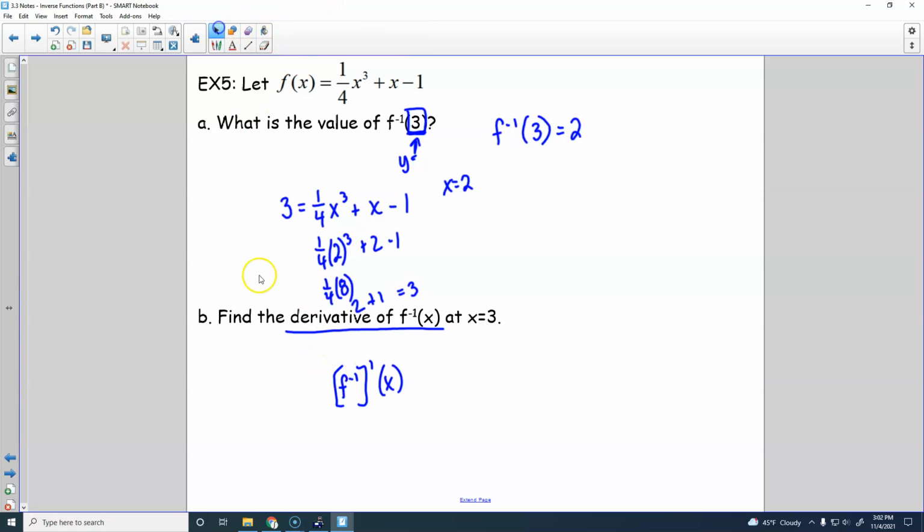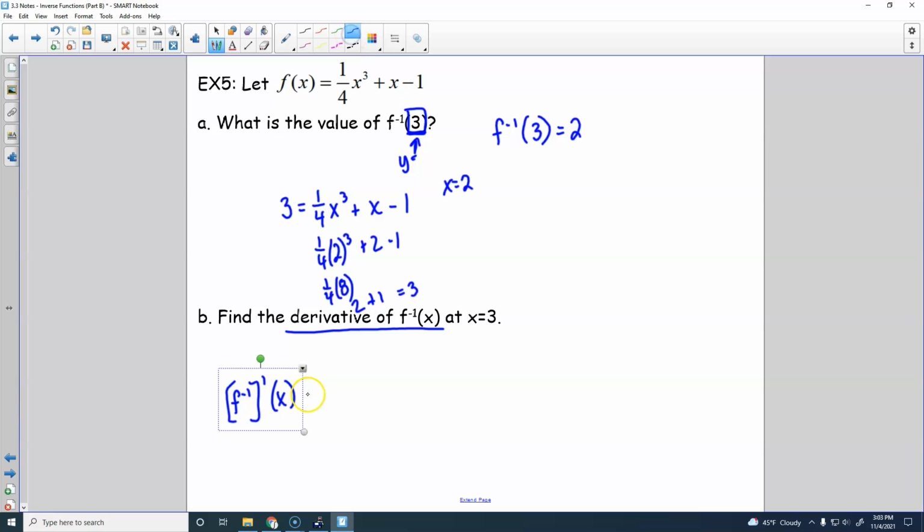The first way is that you could use the formula that we just used. Okay, so you could do 1 over f prime of f inverse of x, which we're plugging in. I'm going to go ahead and plug in here. We're plugging in a 3 in this case. So 1 over f prime of 2, because f inverse of 3 is 2, we found, right?